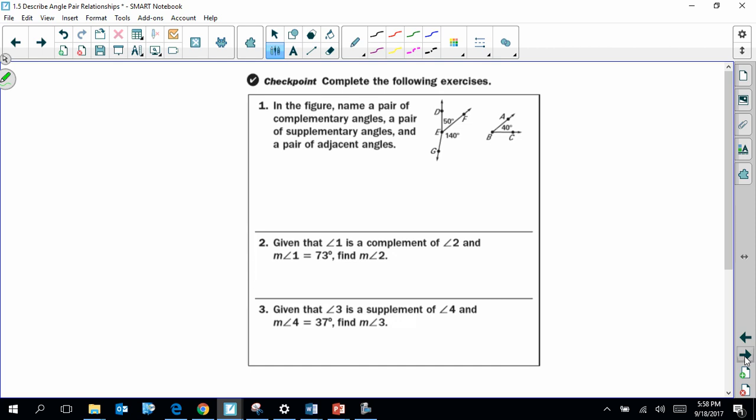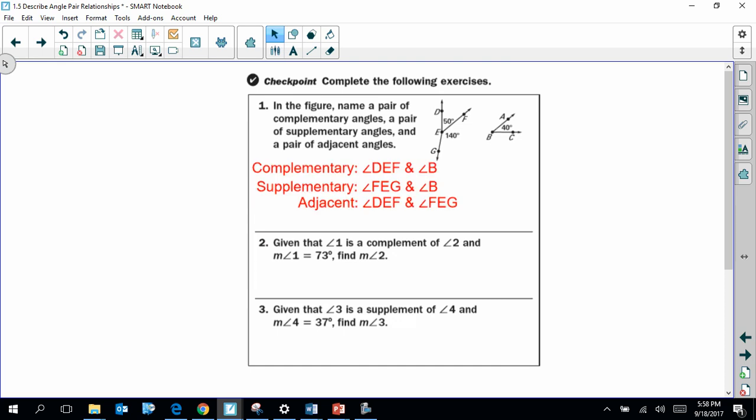Alright, so I'm assuming that we have some good answers here, and when we are looking at identifying the complementary, supplementary, or adjacent angles in the diagram, here I was able to identify complementary angles as angle DEF and angle B because they have a sum of 90. Angle FEG and angle B are supplementary because they have a sum of 180. And DEF and FEG would be adjacent angles because they share a side and a vertex.